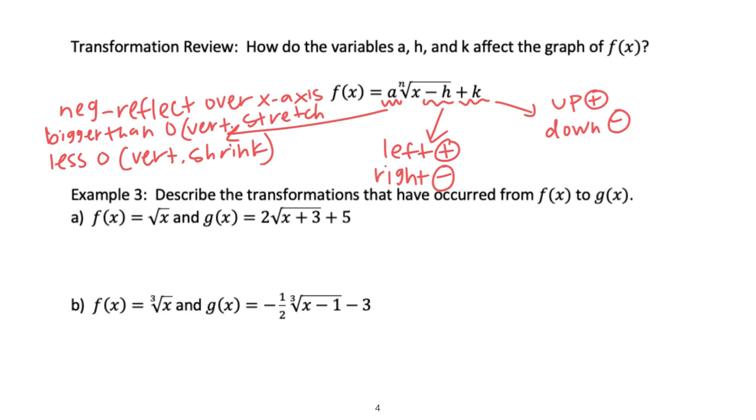So the first one, I see there's a 2 in the very front. Since that 2 is greater than 0, that is a vertical stretch by 2. Okay, then underneath the radical, I see a +3. Since it's positive, that means it went left 3. All right, and then on the very end, there was a +5. So that tells me it went up 5.